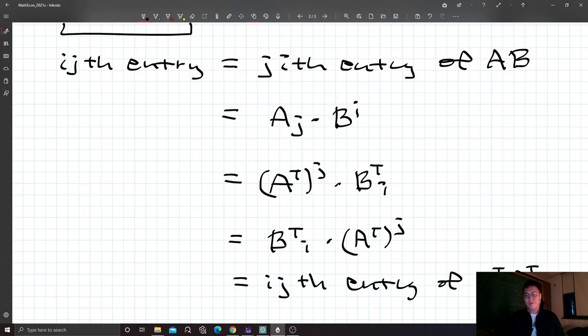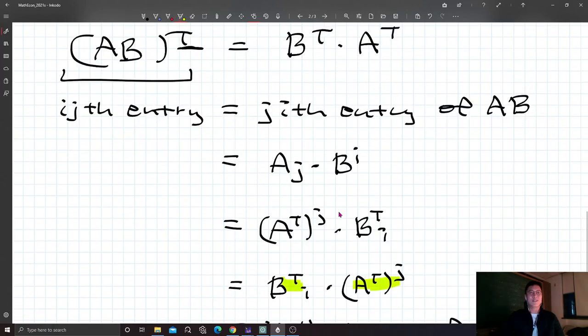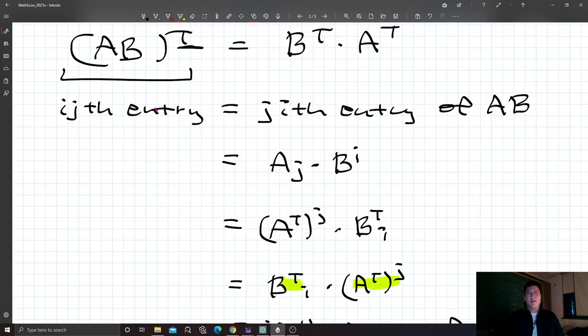The ijth entry of a product is the ith row vector of the first matrix, that is right here, and the jth column vector of the second matrix, that is right here. So what did I do? I just showed that each entry of the matrix on the left-hand side is the same as each entry of the matrix on the right-hand side. So each entry is equal to each other, and we can conclude the two matrices are the same.